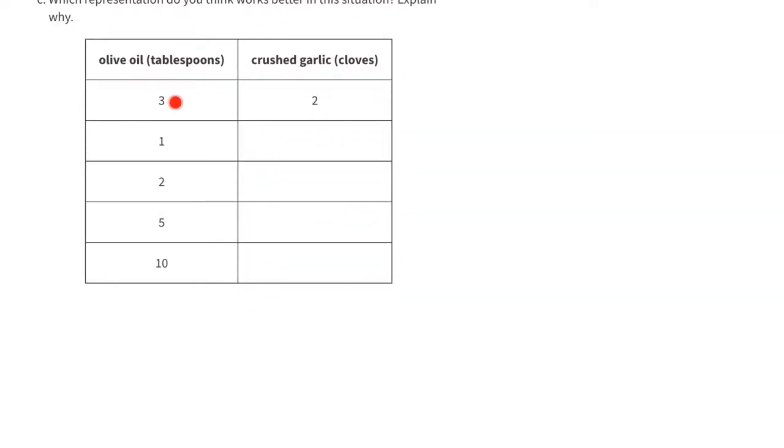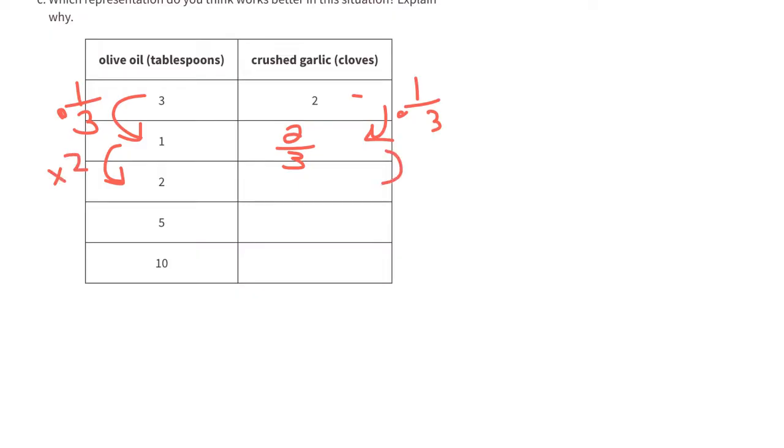All right, so here is our table. And there's our initial rate, 3 tablespoons of olive oil for 2 cloves of crushed garlic. So if we are going to times by a third, meaning divide by 3, we're going to times by a third over here, which means we're going to get 2/3. And then if we're going to double it, times by 2, we're going to have 4/3. We could simplify that, but let's just leave it.